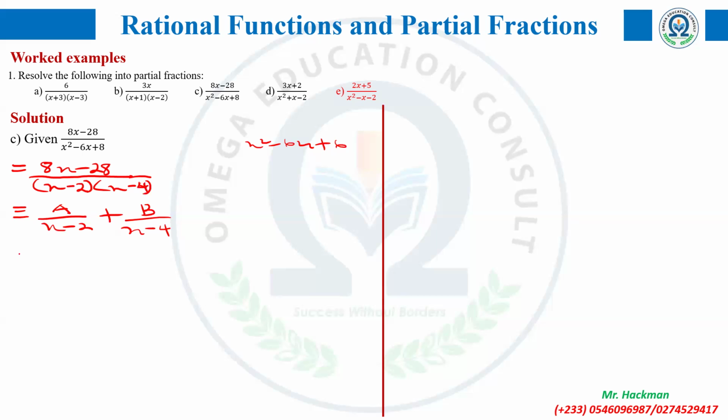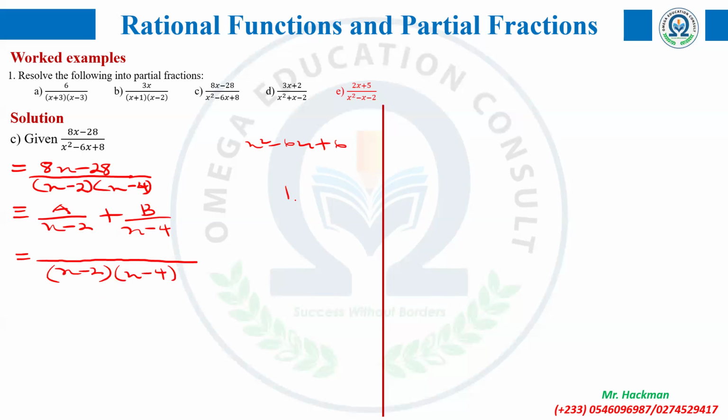At this point, you write this as a single fraction. Your LCM will be x minus 2 into x minus 4. If you are in doubt, your LCM will always be the same as your factorized denominator. Now x minus 2 will go into your denominator how many times? It will be the whole of this divided by x minus 2, so the x minus 2 will cancel.